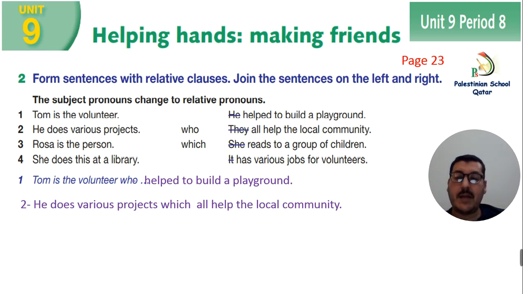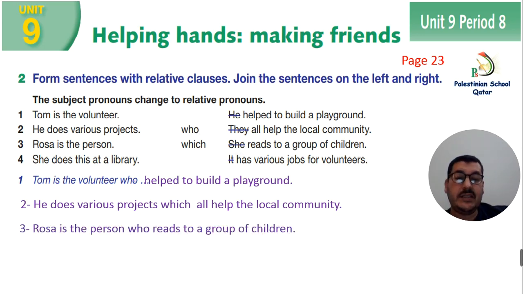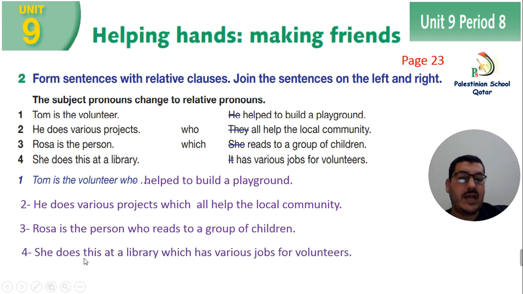Number 3, Rosa is a person. She reads to a group of children. So we remove she and we put who instead. It becomes like that: Rosa is the person who reads to a group of children. Number 4, she does this at a library. It has various jobs for volunteers. She does this at a library which has various jobs for volunteers.